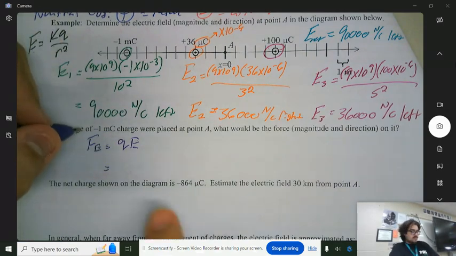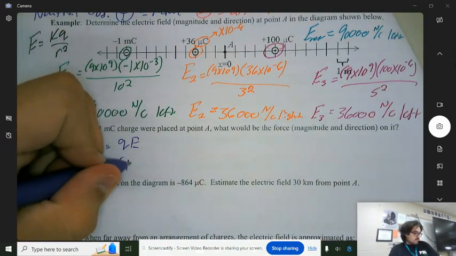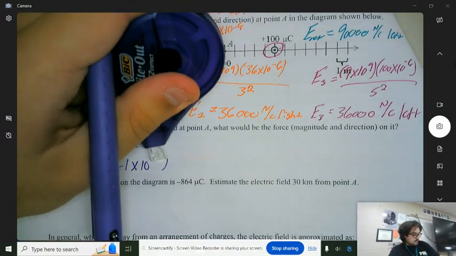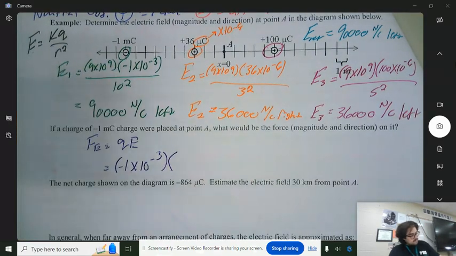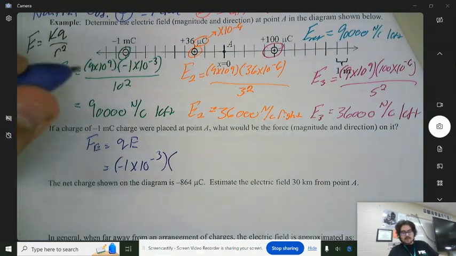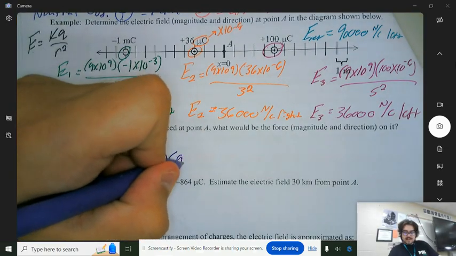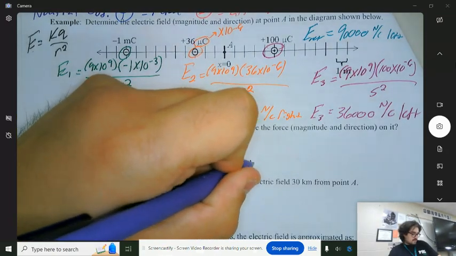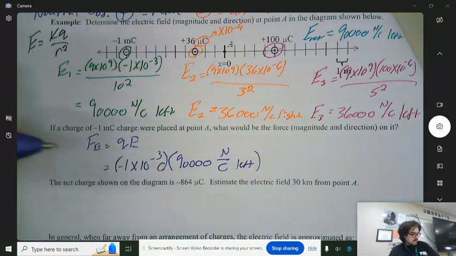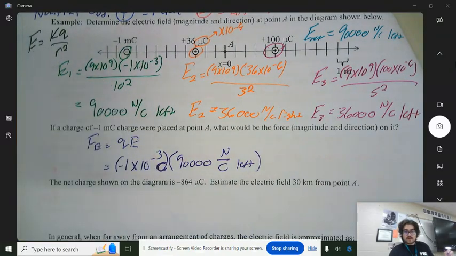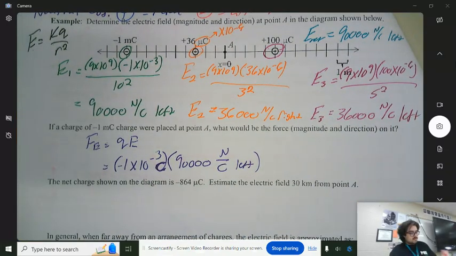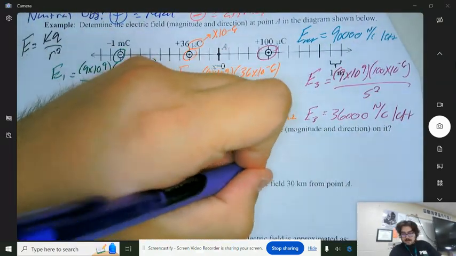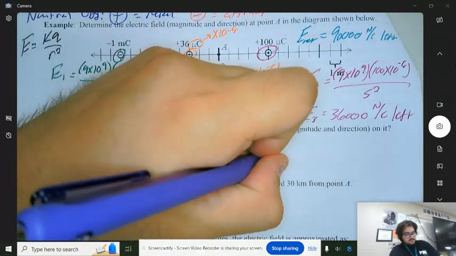So plug it in. The Q is going to be the charge that you've placed there, negative 1 times 10 to the negative third, because that's millicoulombs. And E, the net E field, is going to be 90,000 newtons per coulomb to the left. And I'm putting the units here, this is C, coulombs, because I want you to understand that you can see that the units cancel out. So then you end up getting 90 newtons.